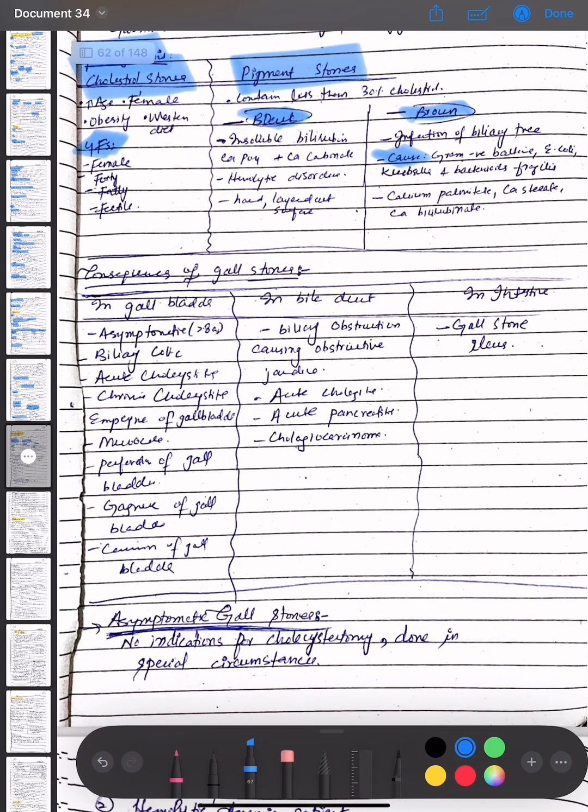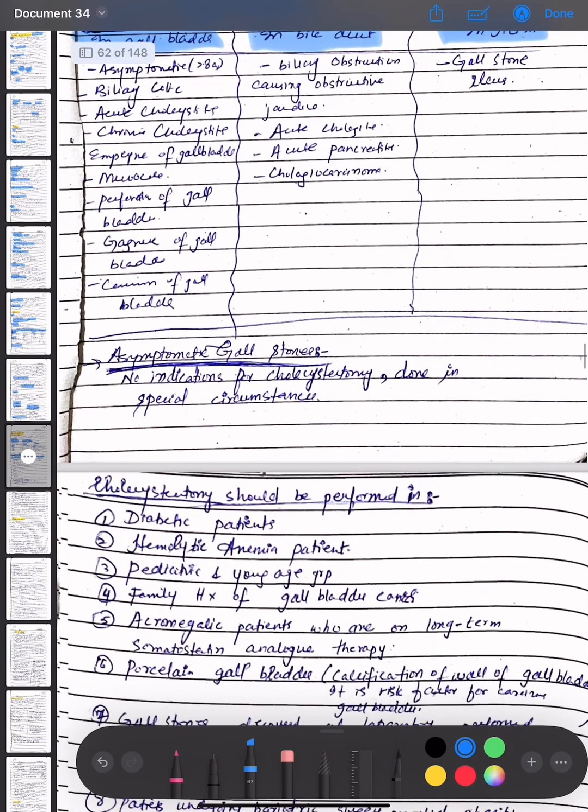Now, what are the consequences of gallstones in the gallbladder, in the bile duct, and in the intestine? In the gallbladder, they may be asymptomatic, or cause biliary colic, acute cholecystitis, chronic cholecystitis, empyema of the gallbladder, mucosal perforation, gangrene of the gallbladder, and carcinoma of the gallbladder. In the bile duct, biliary obstruction can occur, causing obstructive jaundice, acute cholangitis, acute pancreatitis, and cholangiocarcinoma. In the intestine, gallstone ileus can occur.